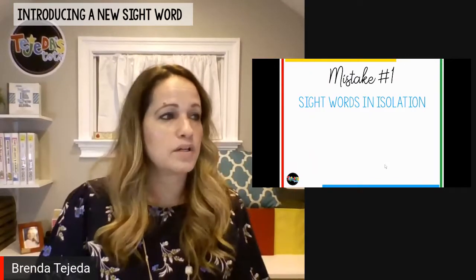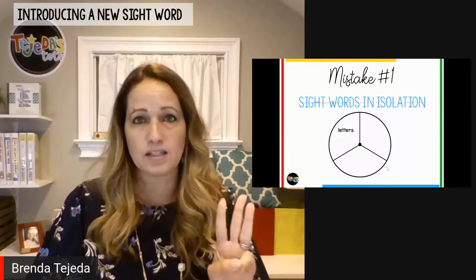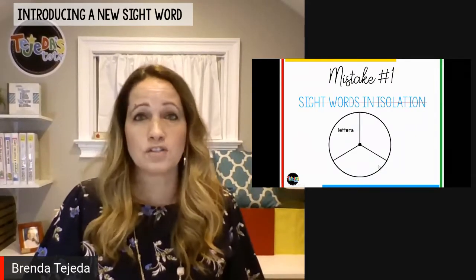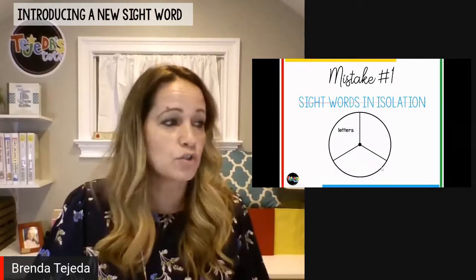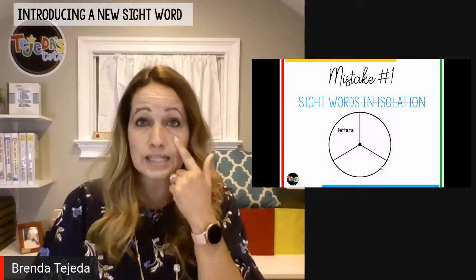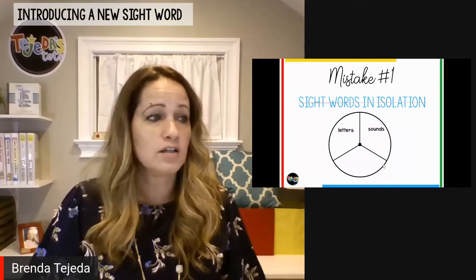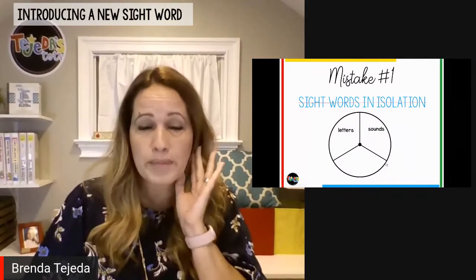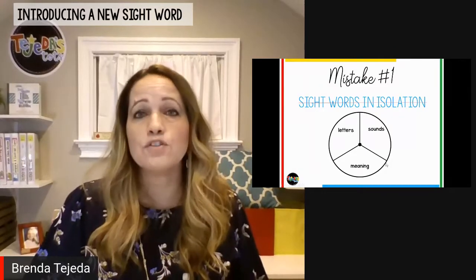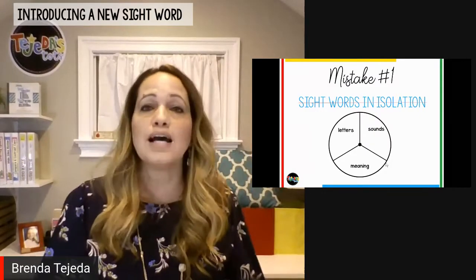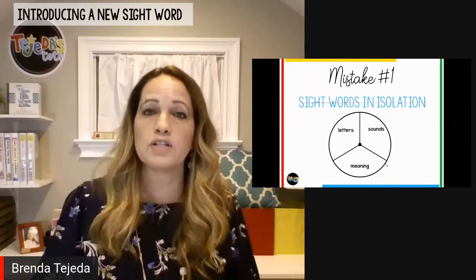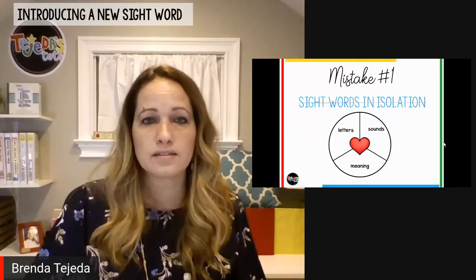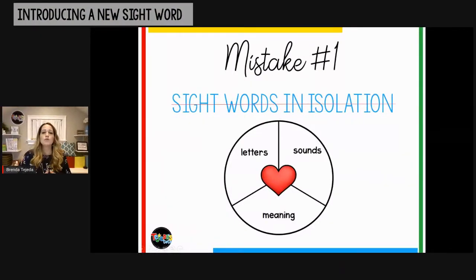When you're teaching a sight word, it's important that you have these 3 key elements in your instruction. So instead of just isolation, you want to show students the letters that make up the word. They have to see the letters, they have to know what the letters are. They have to know the sounds that those letters are making or how to pronounce the word. And they have to know the meaning of the word. Kids have to understand what the word means in order for it to stick. When you have those 3 key elements, letters, sounds, and meaning, then it activates the brain and helps kids retain that information so that they don't forget easily.